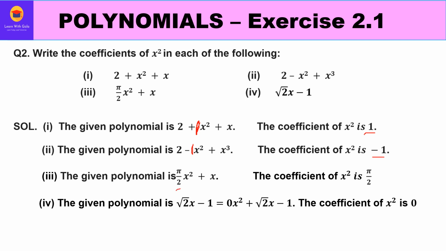Over here they have already given us pi by 2 x square. So the coefficient of x square is pi by 2. And over here there is no x square. So basically it is 0 into x square, right? So I can say the coefficient of x square is 0. What is a coefficient? A coefficient is something which is written in front of the variable, right? So the coefficient of the first one is 1, the coefficient of the second is minus 1, the coefficient of the third is pi by 2, and the coefficient of the fourth one is 0, right?